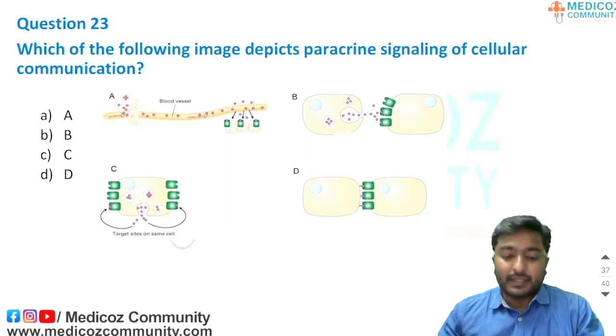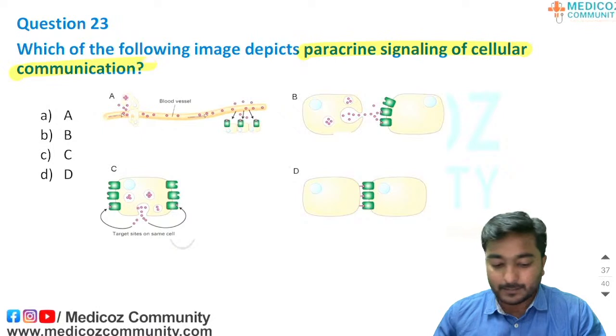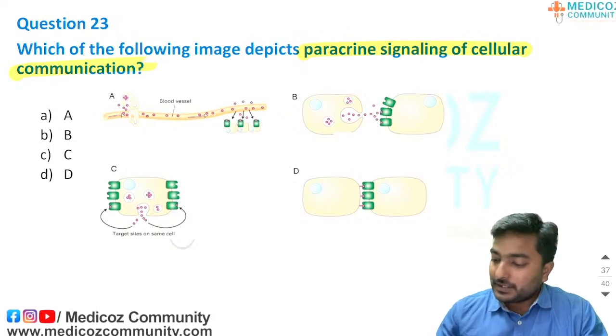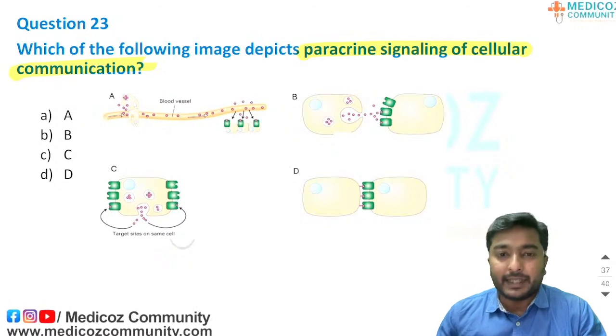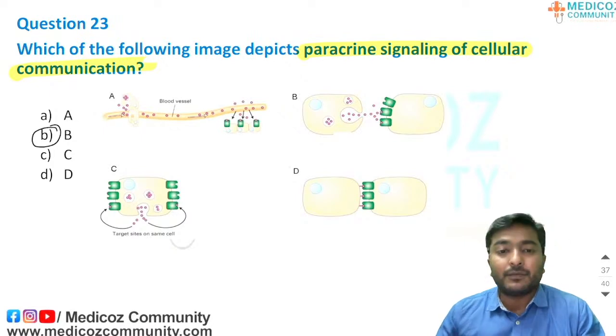Question number 23, very simple. Which of the following images depicts paracrine signaling of cellular communications? Option A, option B, option C or option D? Paracrine signaling: option B is the answer for this.